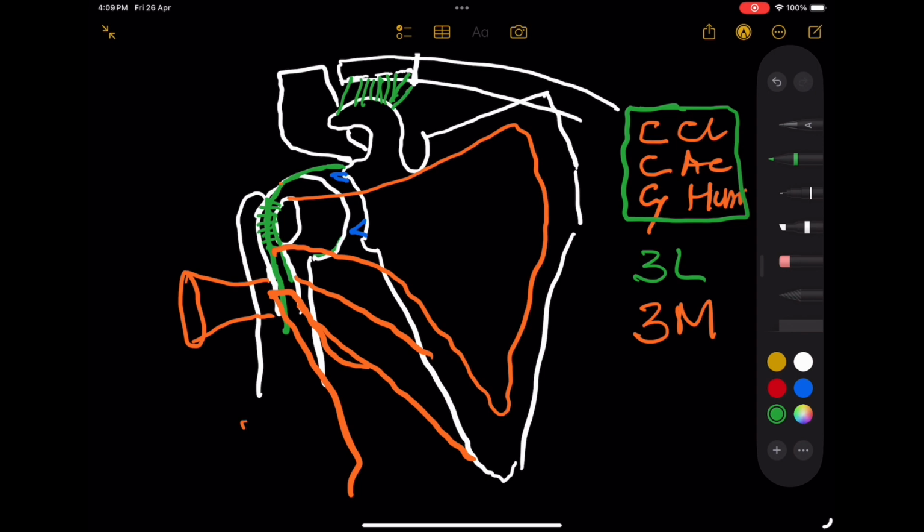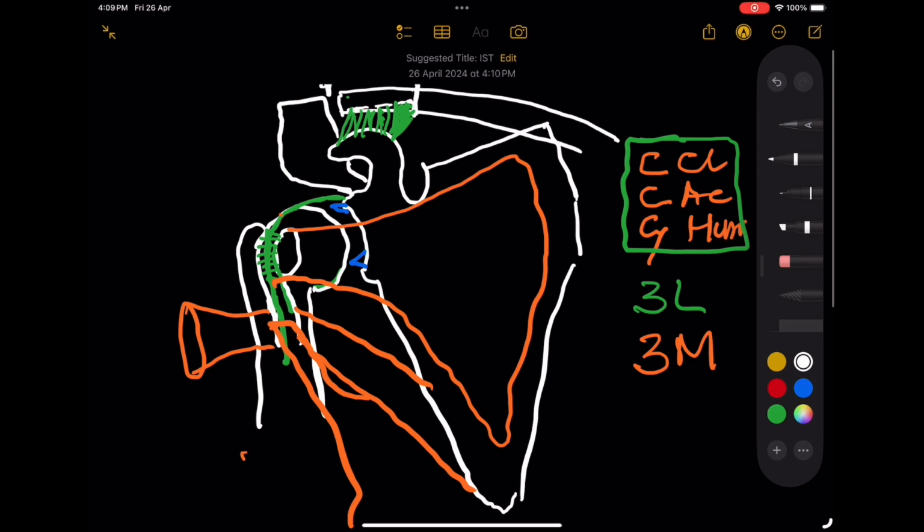The coracoclavicular ligament attaches the coracoid process to the lateral 1/3 of the clavicle, and it has got a trapezoid antero-external part, TRAE, anterior external part, and a conoid part which is attached to the conoid tubercle. Now this ligament holds the lateral 1/3 of the clavicle into the acromioclavicular articulation, and this must rupture if there is a dislocation of the acromioclavicular joint and the lateral 1/3 has moved up in relation to the acromion process.